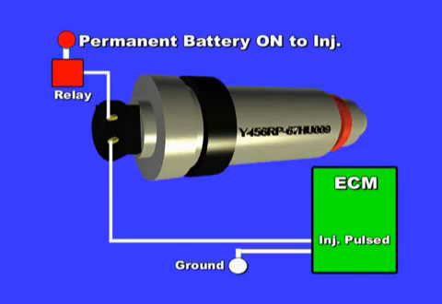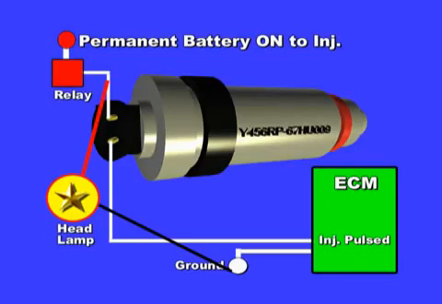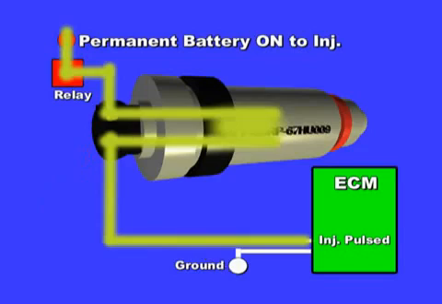To test the power feed side, rig a headlamp which draws about 6 amps and connect between battery negative and injector power feed. With key on, engine off, you should see a bright headlight. This verifies proper power feed.